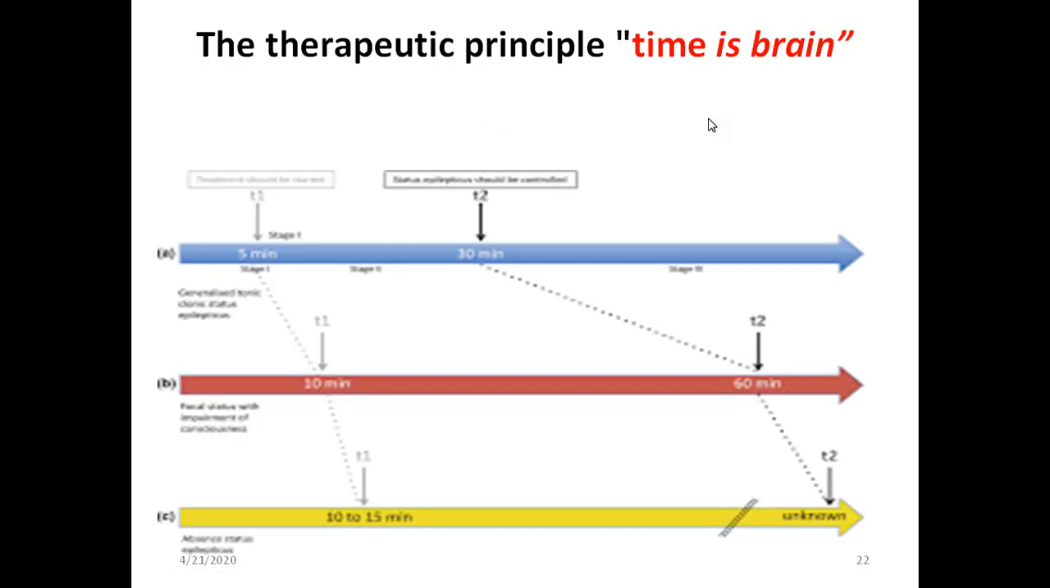This is the same timeline phase which is depicted in arrows, right? One should act within 5 minutes and give emergent medicines, right? And that is time 1, T1. Beyond T2, there are higher chances of conversion of status epilepticus into malignant or refractory status epilepticus.